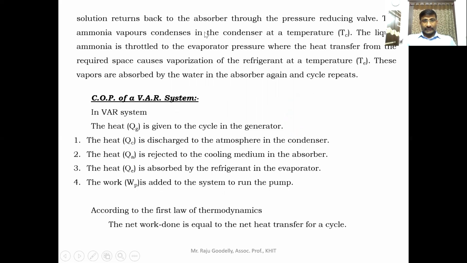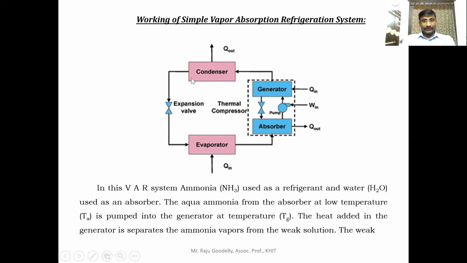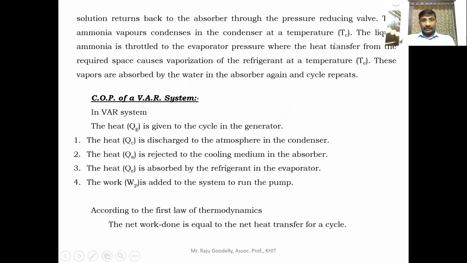The ammonia vapors condense in the condenser at a temperature Tc. The temperature of the condenser is Tc, where it will be condensed. The liquid ammonia is throttled to the evaporator pressure. Throttle means it's passing through the throttling valve to the evaporator pressure.